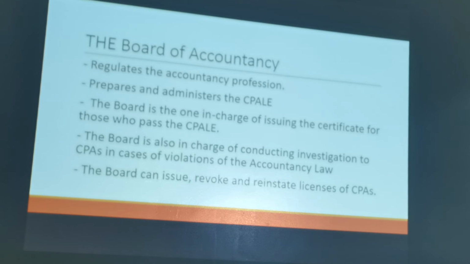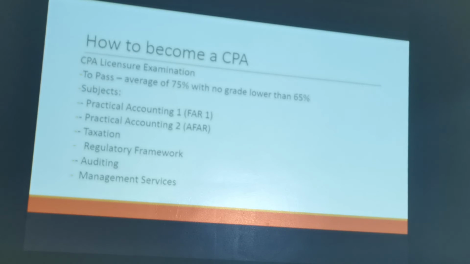Okay? Now, how do you become a CPA? You need to pass the CPA licensure examination. Now, for you to pass, you need to get 75% average with no grade lower than 65%. Now, these are the different subjects, no? So you have practical accounting 1, or your financial accounting and reporting, and then practical accounting 2, or your advanced financial accounting and reporting. You have taxation, you have the regulatory framework, ito yung dating business law. Then you have auditing and management services. Dati kasi 7 yan, pero pinagsama-sama yung magkakatulad, yung related, no?